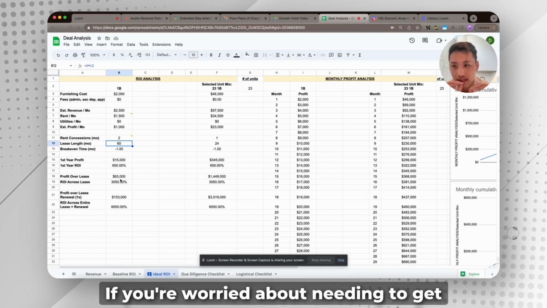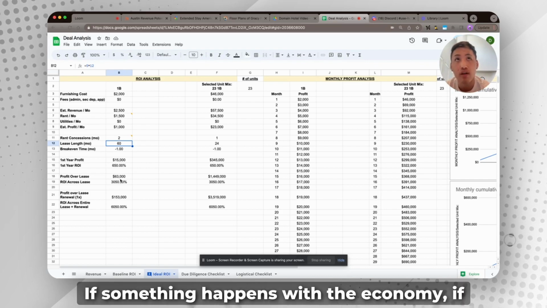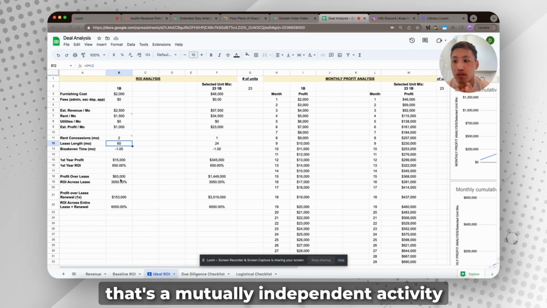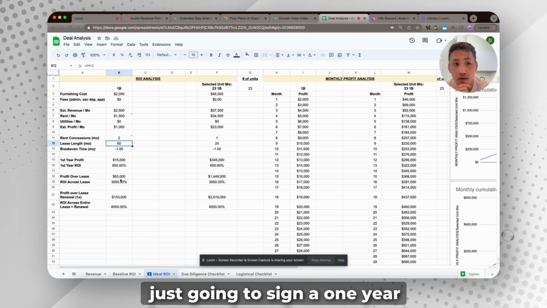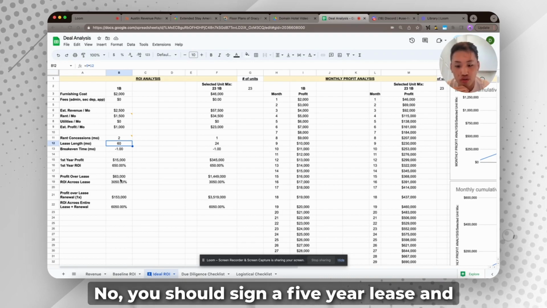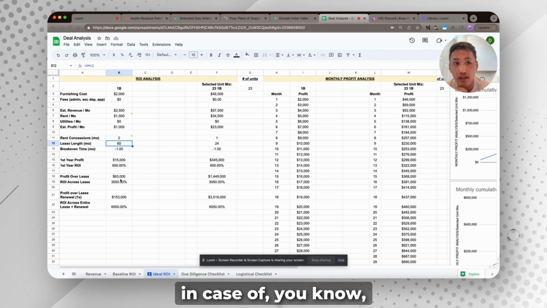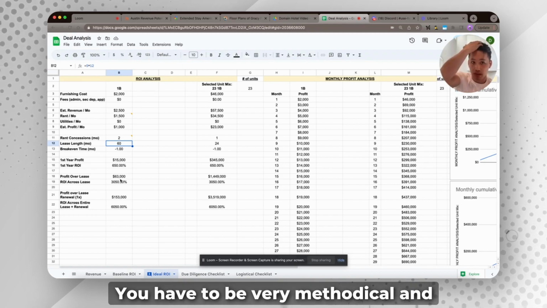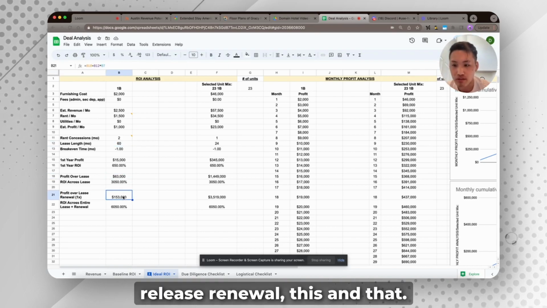And if you're worried about any potential risk, that is not factored into the lease length. If you're worried about needing to get out of a deal, that is language that should be in your contract for you to get out if something happens with the economy, if something happens with the regulations. That's a mutually independent activity versus the lease length, right? Some people are like, oh, I'm just going to sign a 1-year lease because I'm afraid of what might happen. No, you should sign a 5-year lease and then have an out clause in your contract in case of very particular risks, right? You have to be very methodical and optimize every single thing.